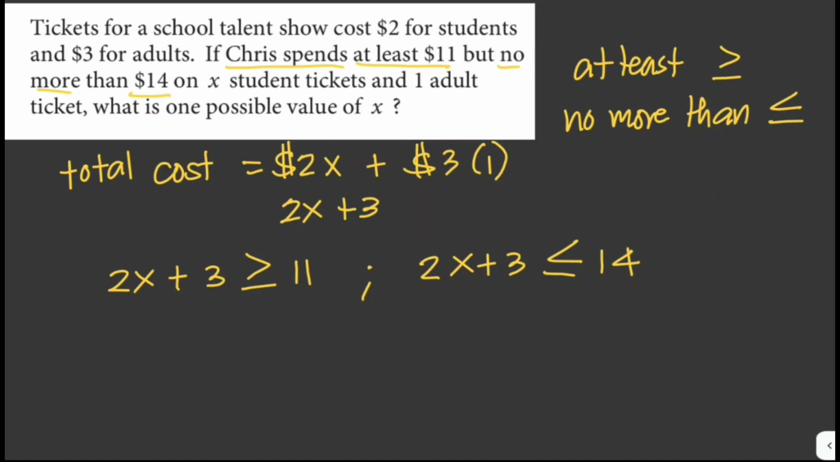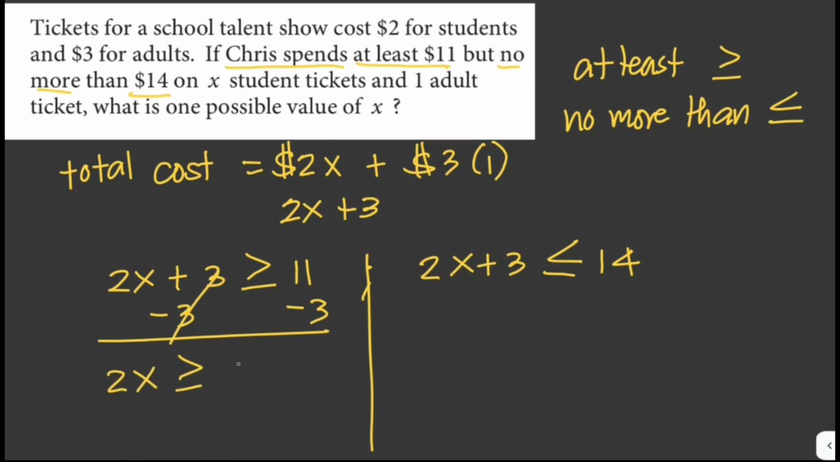And now we can solve for the possible values of x here. So let's solve for x, the value of x here. We subtract 3 from both sides here. This cancels out, so we're left with 2x greater than or equal to 8, and we divide both sides by 2. X is greater than or equal to 4.